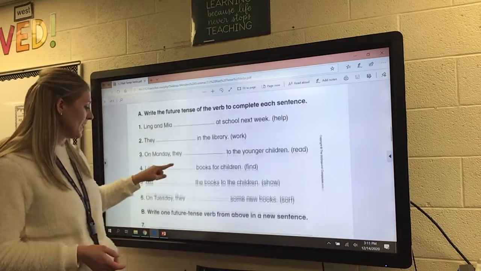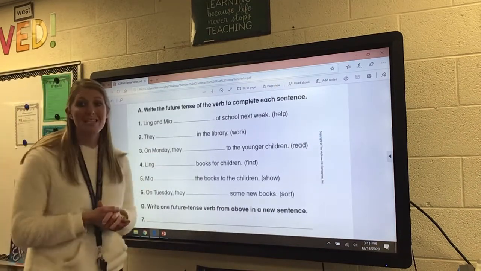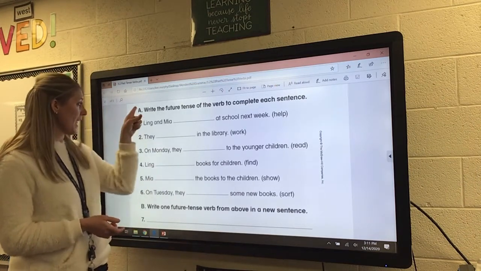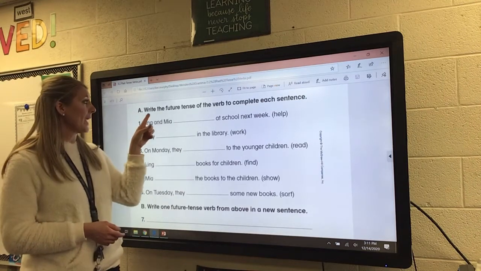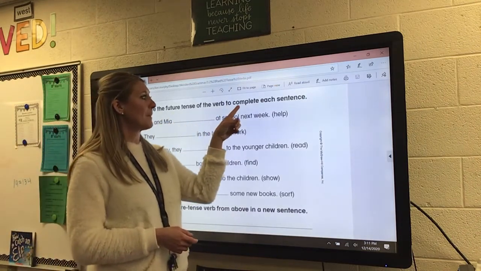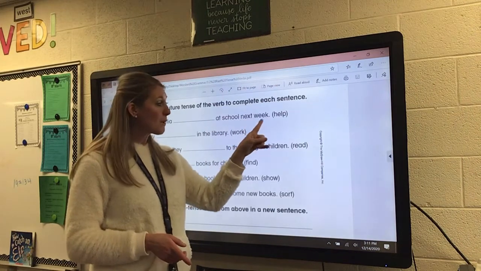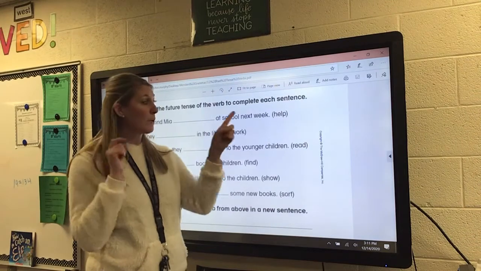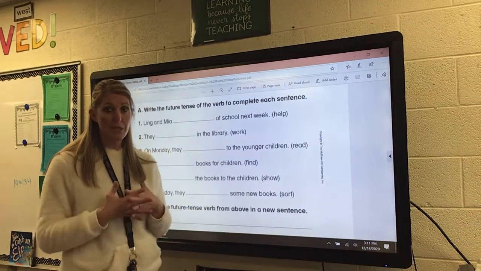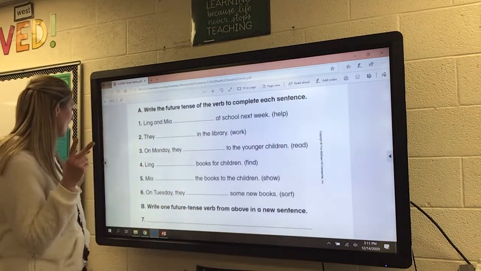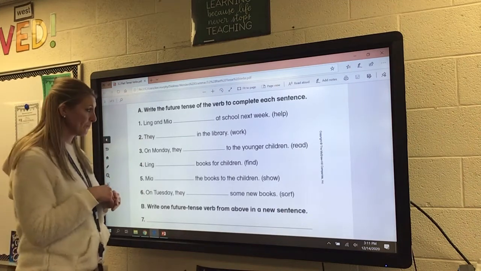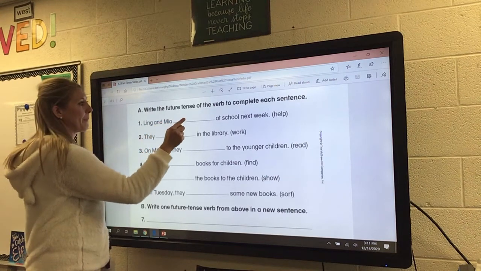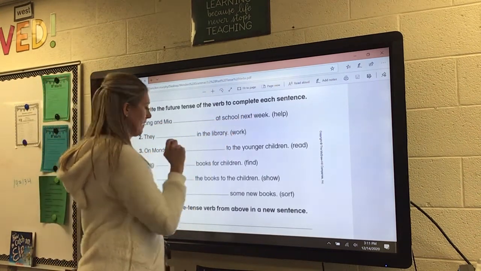Now, down here, Mrs. Murphy is going to start it with you, but I want you to finish it. On this first section A, 1 through 6, you are going to write the future tense of the verb to complete each sentence. Now the verbs are at the end of each sentence in parentheses. So those are the words or the verbs you need to use. So we're going to do 2 of them together, but the rest you'll do on your own.